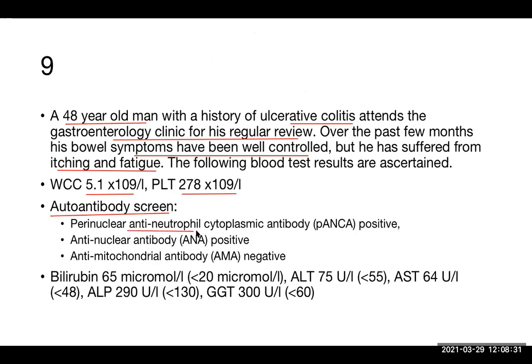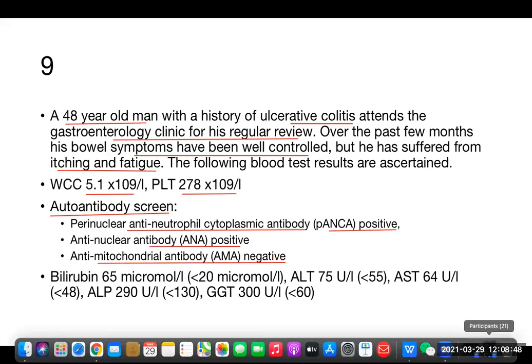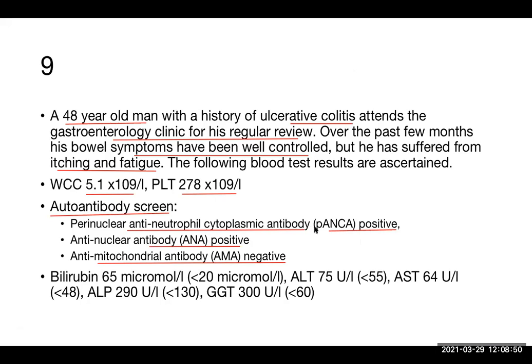perinuclear antineutrophilic cytoplasmic antibody. This is a special type of antibody which is positive. This is called p-ANCA antibody. Antinuclear antibody also positive, and anti-mitochondrial antibodies are negative. Now, let me remind you, this p-ANCA is associated with ulcerative colitis. This is the special antibody which is present in ulcerative colitis.